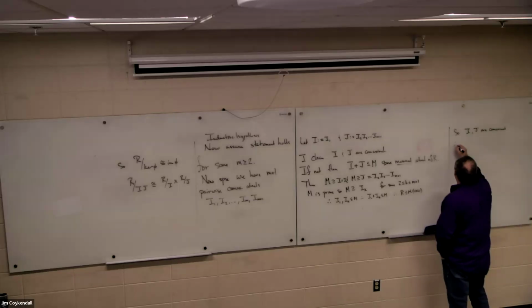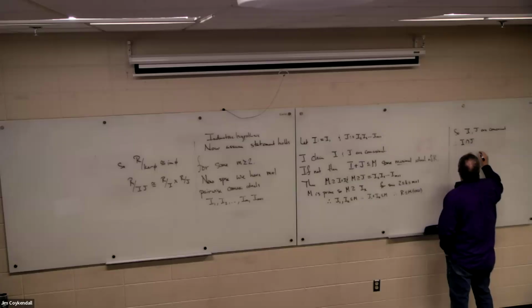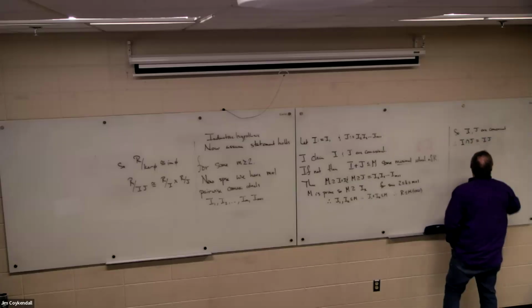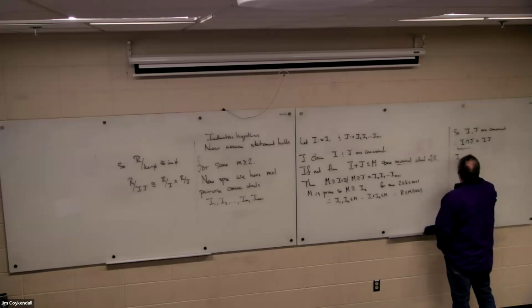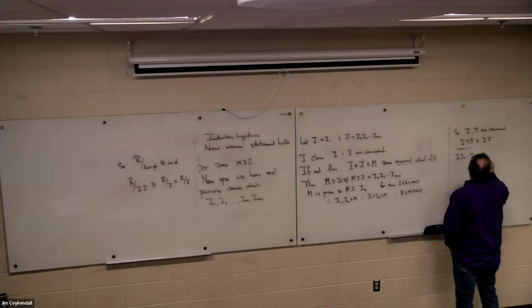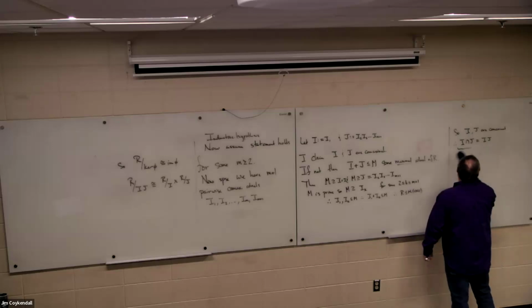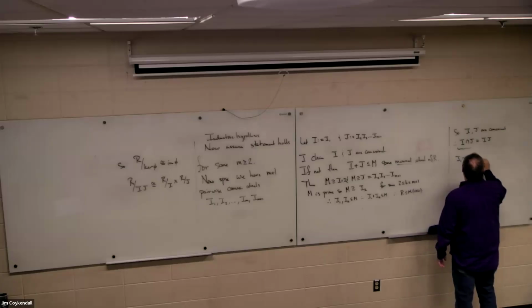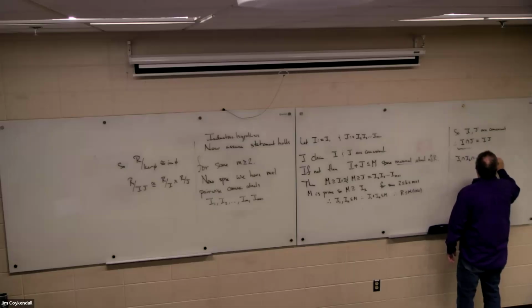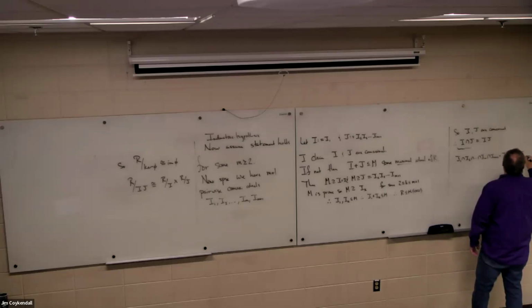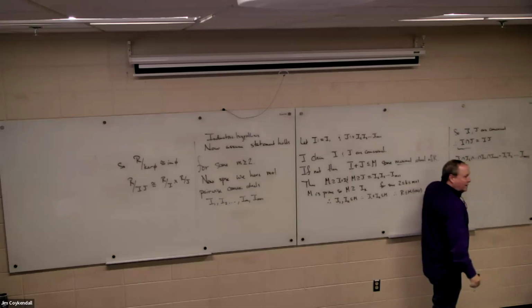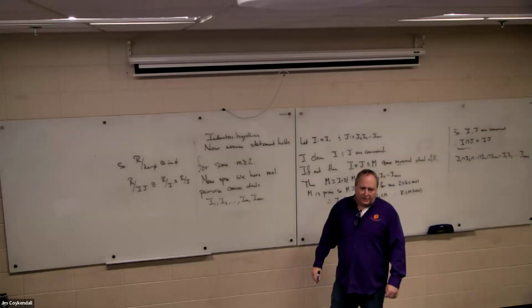Therefore, I intersect J equals IJ. We've already shown this. And this translates to I1, I2, ..., IM plus 1, and whoops. I1 intersect I2 intersect ... intersect IM intersect IM plus 1 is equal to I1, I2, ..., IM plus 1. So there, I've got that done by induction.